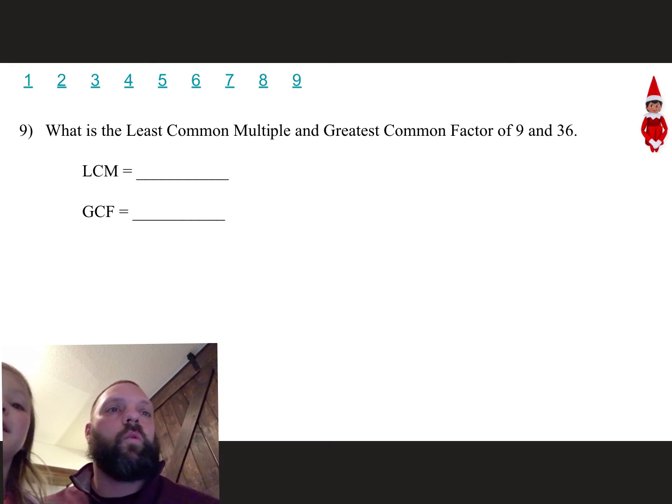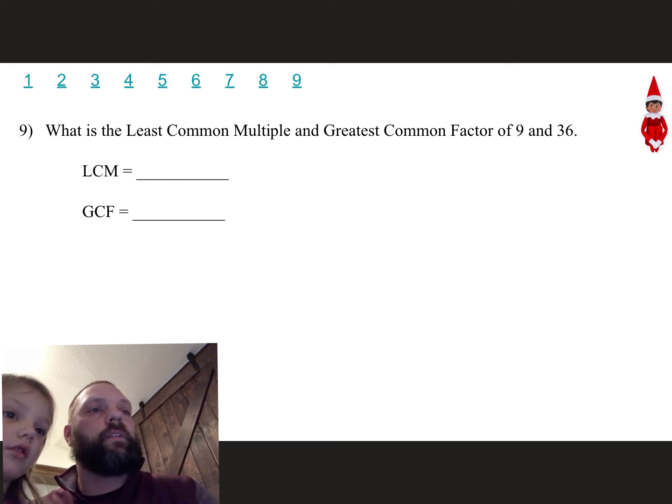All right. So what is the least common multiple of the greatest common factor? We always tend to struggle with remembering how to do that.